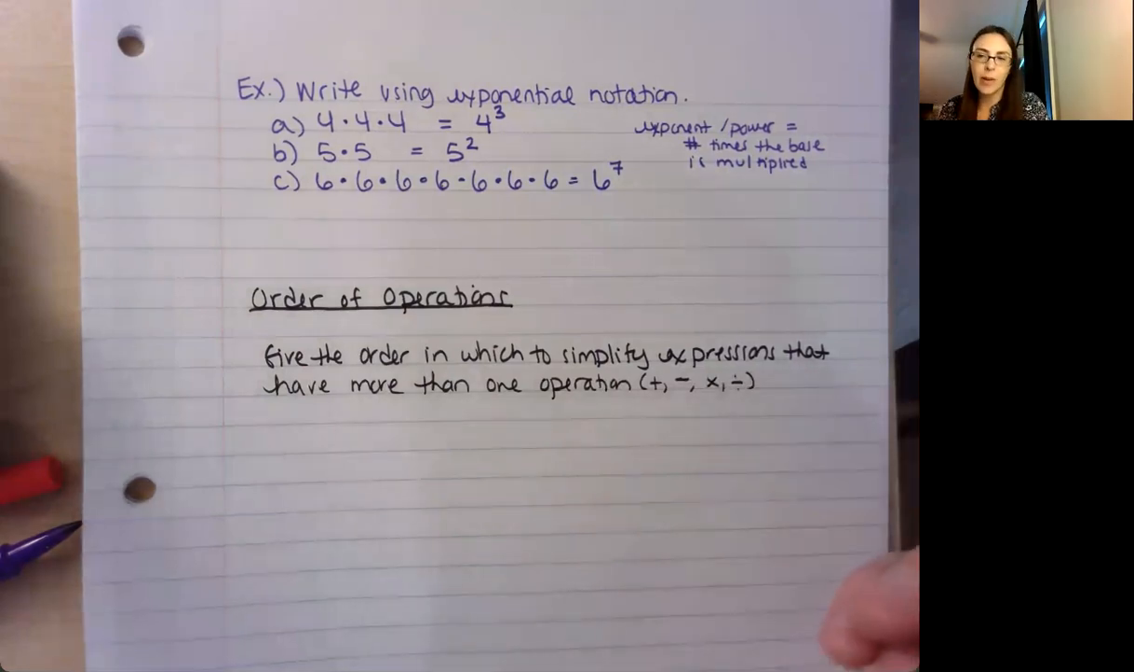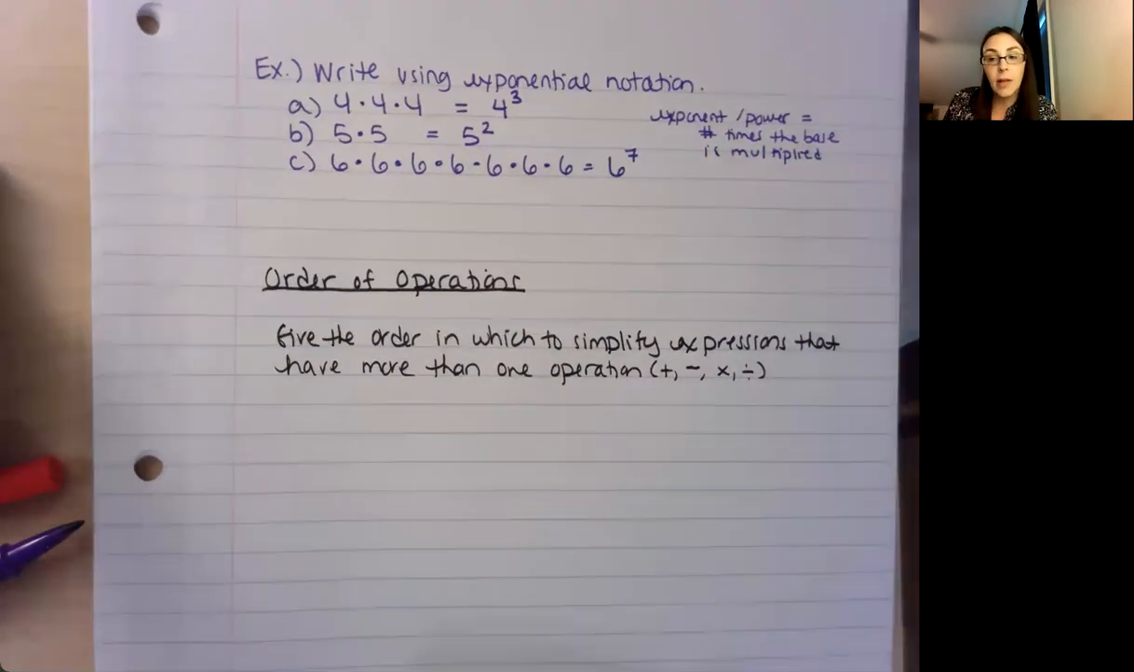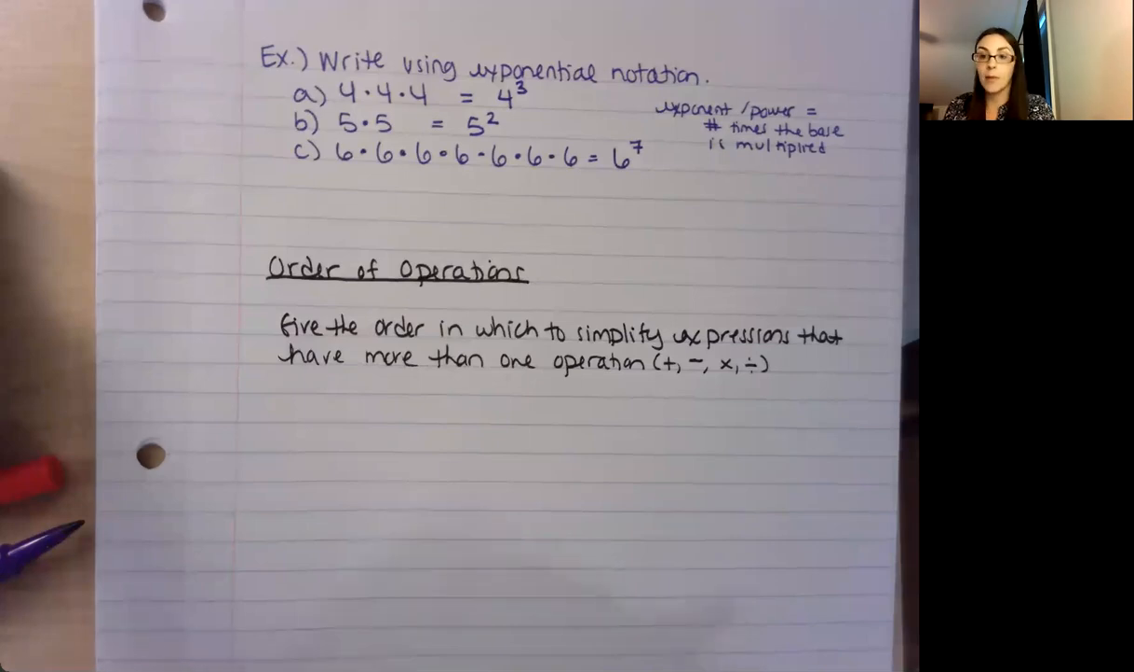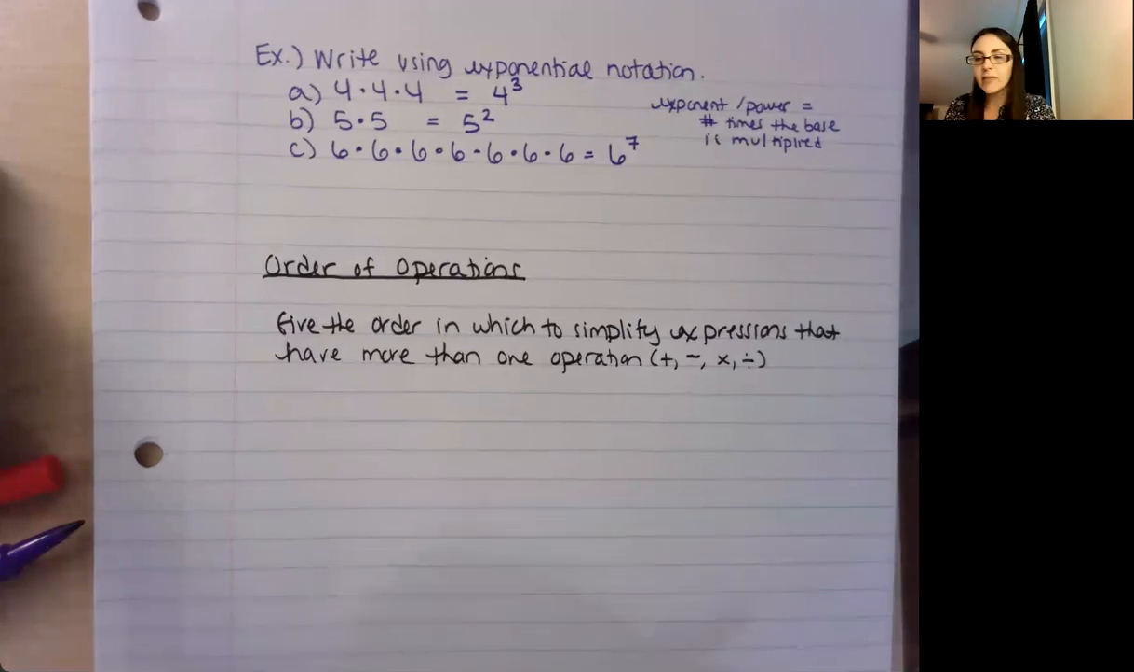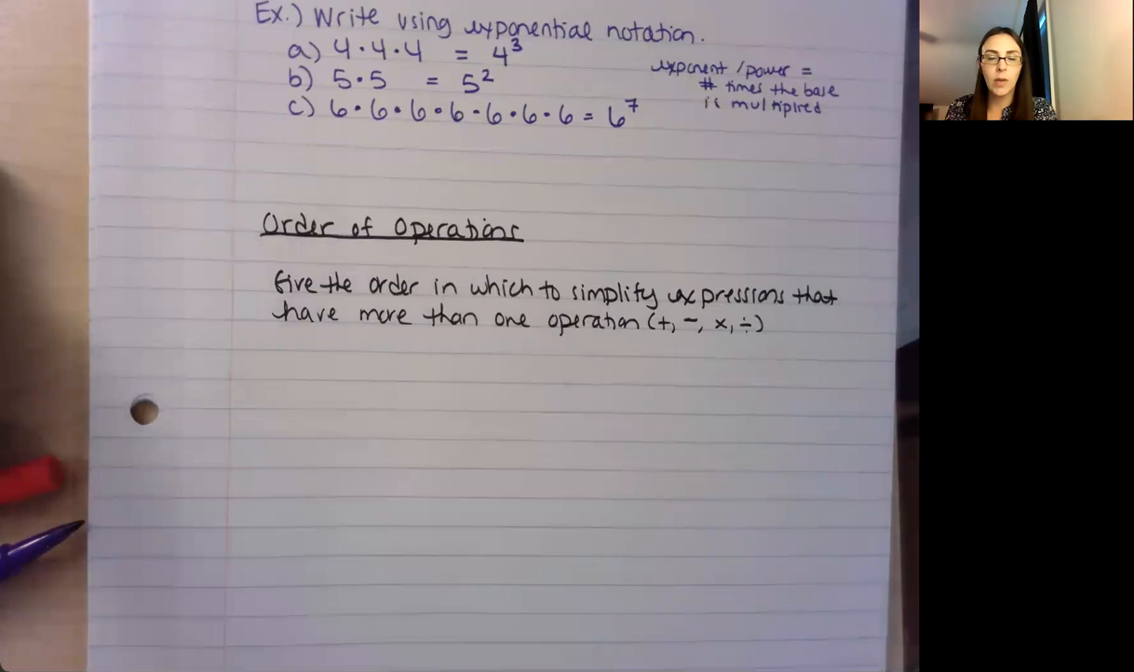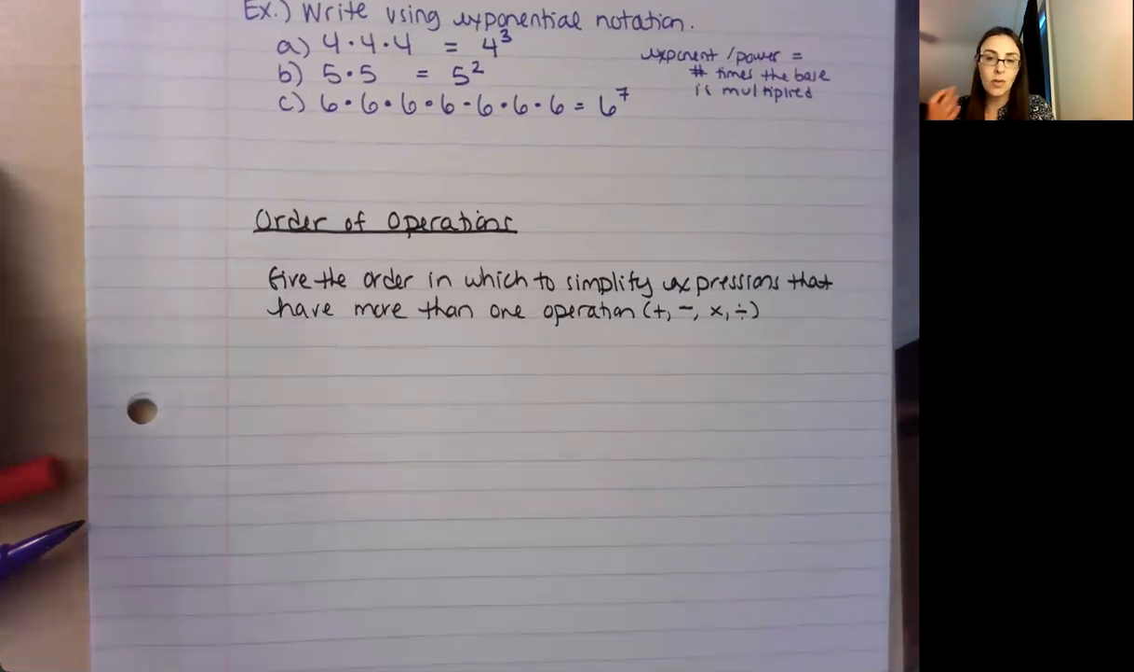By operation, I mean like addition, subtraction, multiplication, and division. So how do you simplify a problem if it has both adding and multiplying, or both subtracting and dividing, or maybe all 4? We have to have a systematic way to do that so that we can all agree on the same process or the same answer, right? We don't want to have 2 different answers if someone does it one way and someone else does it a different way. So we have an agreed upon step-by-step method to do that.